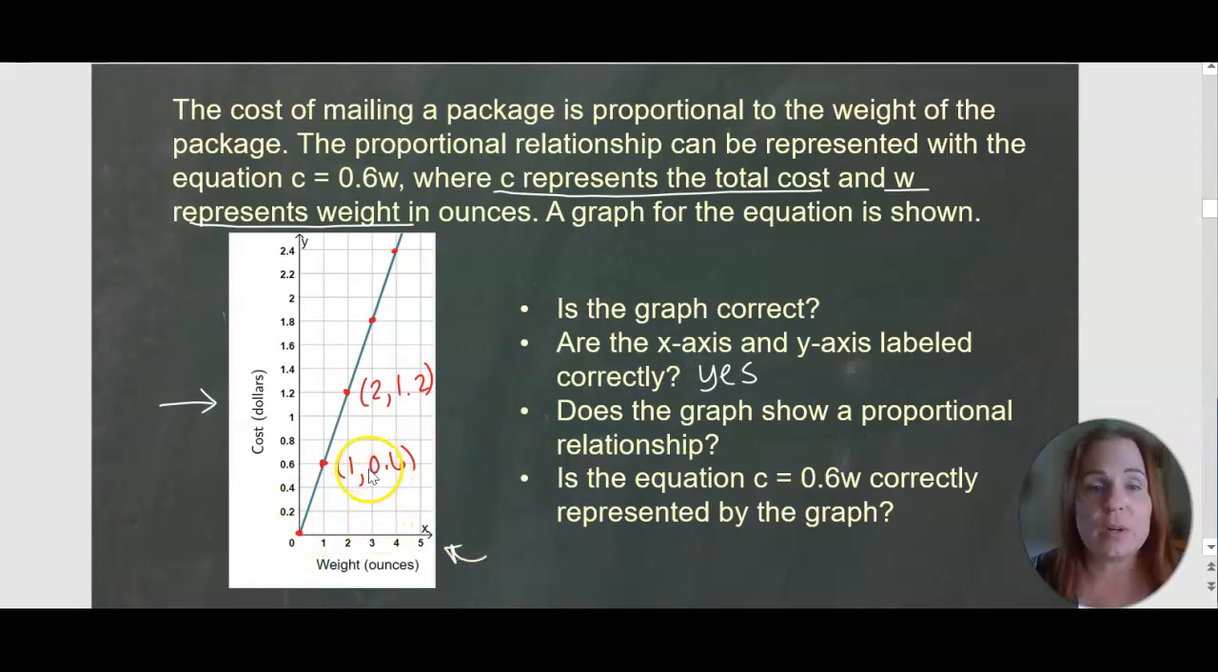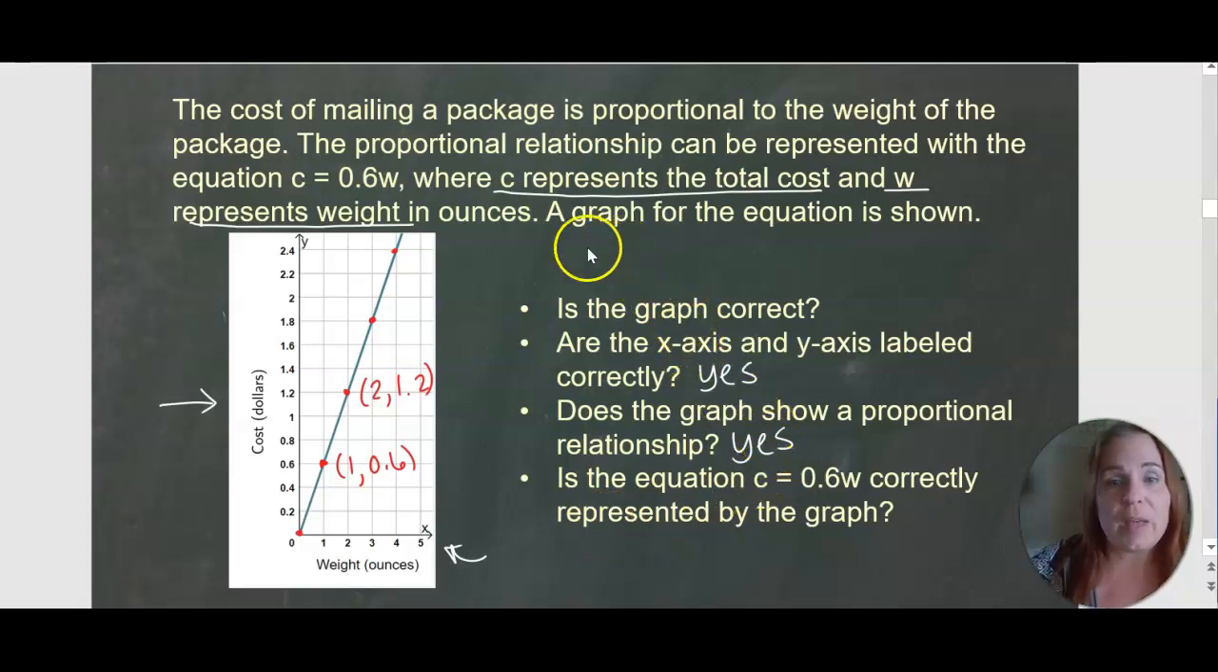In order for a graph to show a proportional relationship, it has to be a straight line, which check, and it has to go through 0, 0. Check. So does it show a proportional relationship? Yes, it does. All right, the last one is, is the equation C equals 0.6 W correctly represented by the graph?